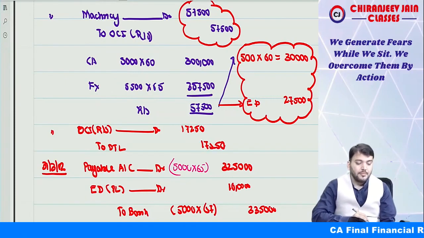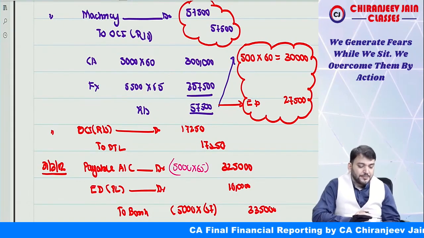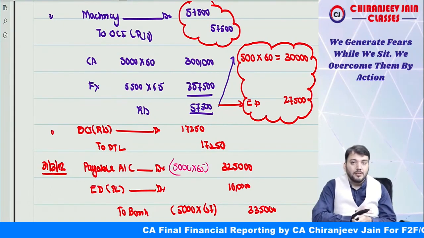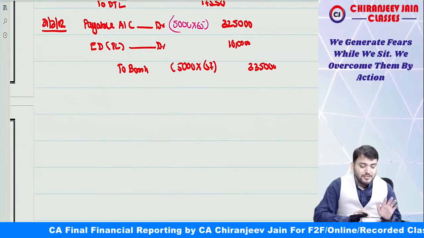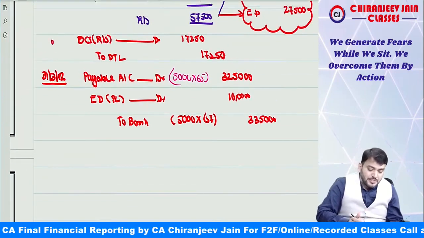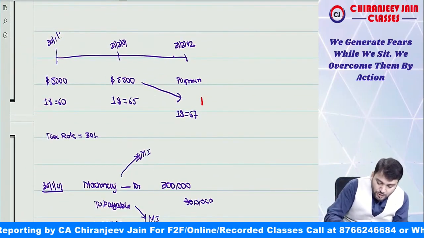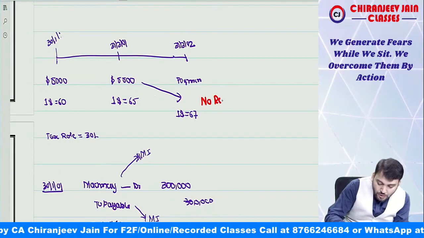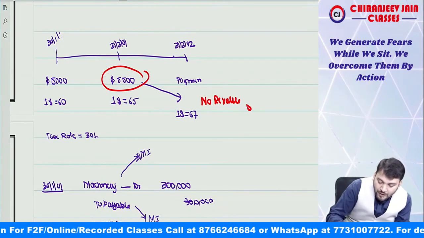Understood? Have you understood this point? Any doubt? Now, one journal entry has been done wrong. Just try to understand at this point of time. Can you see in this case no revaluation? No revaluation. Why no revaluation? Because fair value remains same.